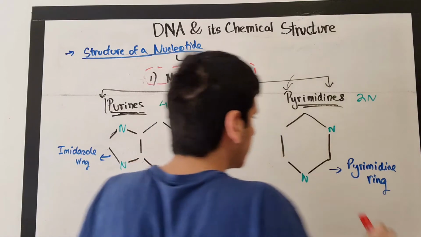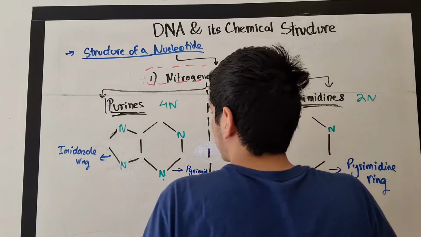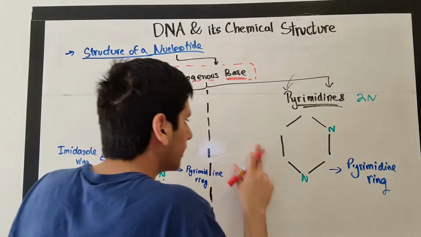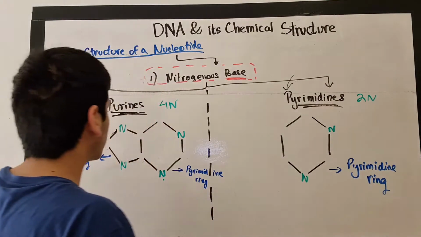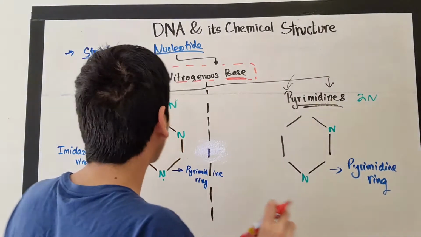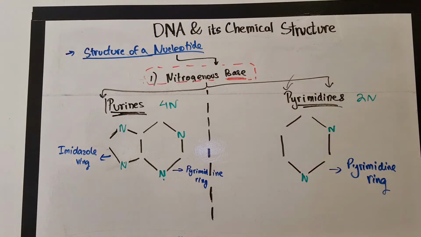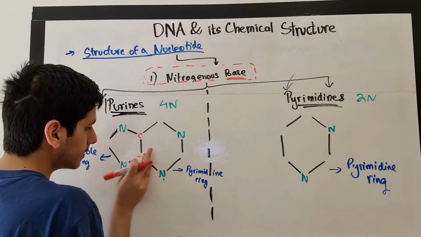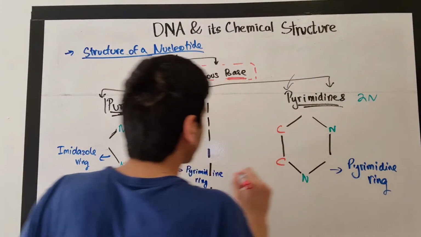So if you've ever seen someone drawing a soap molecule, they usually just draw a zigzag, but every vertex on that zigzag line talks about a CH2 compound. Okay, and so now we have the carbons over here in both pyrimidines as well as purines. Carbon, carbon, carbon, carbon. Okay?